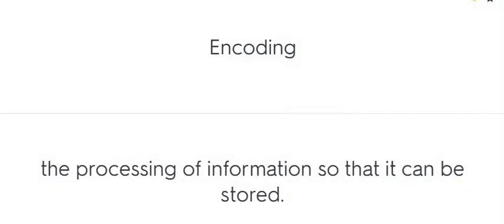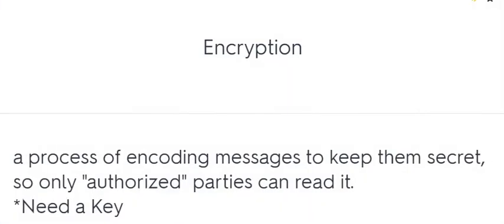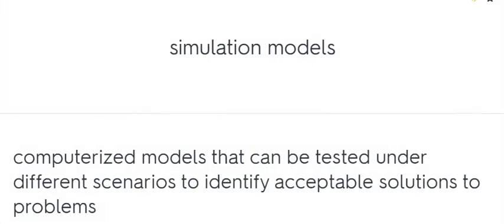Encoding, the processing of information so that it can be stored. Encryption, a process of encoding messages to keep them secret so only authorized parties can read it. Need a key. Simulation models, computerized models that can be tested under different scenarios to identify acceptable solutions to problems.